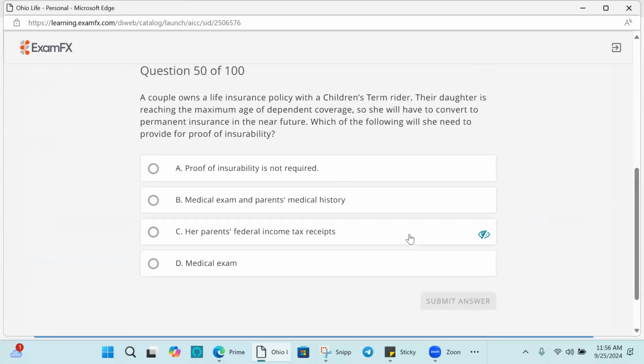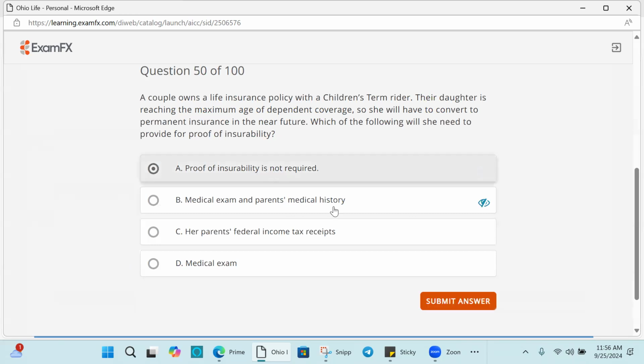A couple owns a life insurance policy with a client with a children's term rider. Their daughter is reaching the maximum age of dependent coverage. So she will have to convert to permanent life insurance in the near future. Does she need to provide proof of insurability? Proof of insurability is not required, since they do have the term rider.